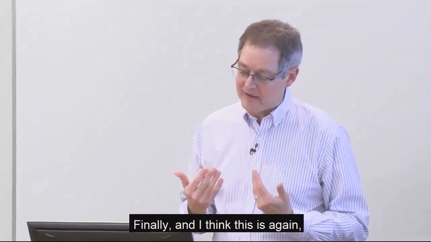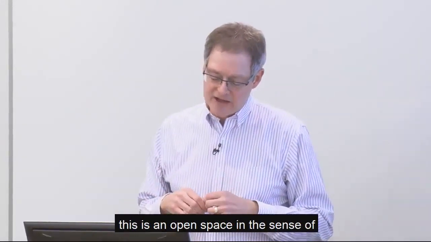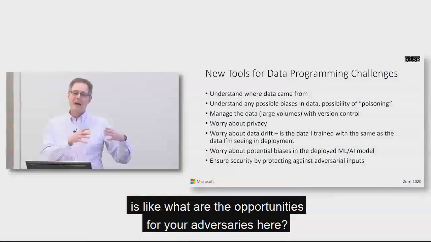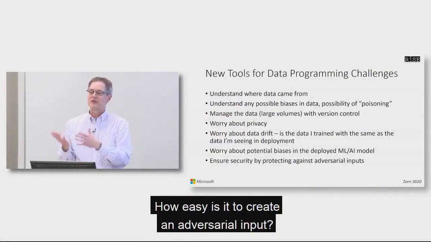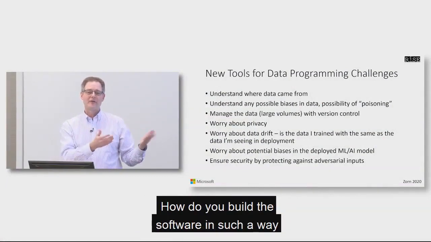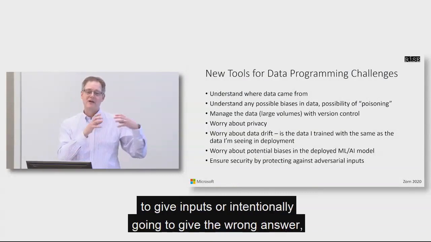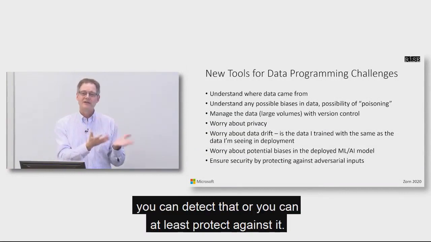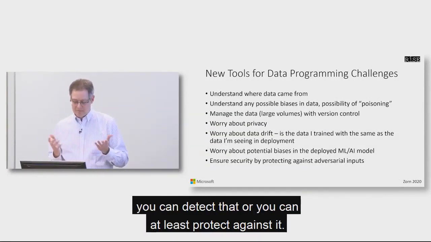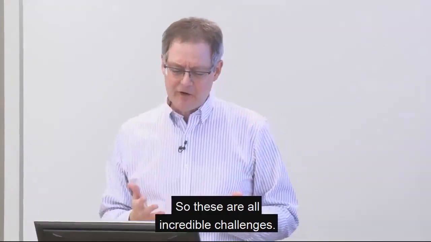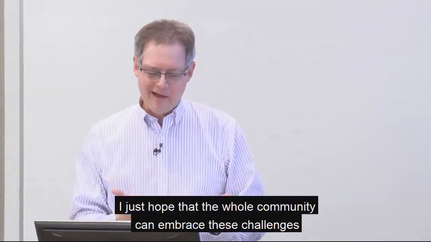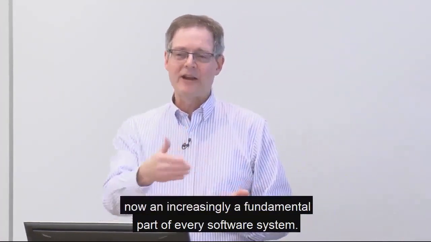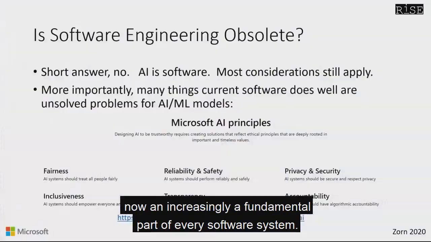And finally, and I think this is an open space in the sense of challenges for people working on tools, what are the opportunities for adversaries here? How easy is it to create an adversarial input? How do you build the software in such a way that it's robust, so that when people try to give inputs that are intentionally going to give the wrong answer, you can detect that, or you can at least protect against it? So these are all incredible challenges. I just hope that the whole community can embrace these challenges, because it's going to be now and increasingly a fundamental part of every software system.